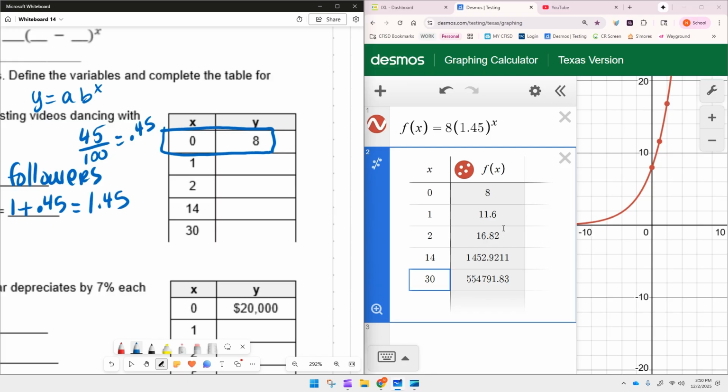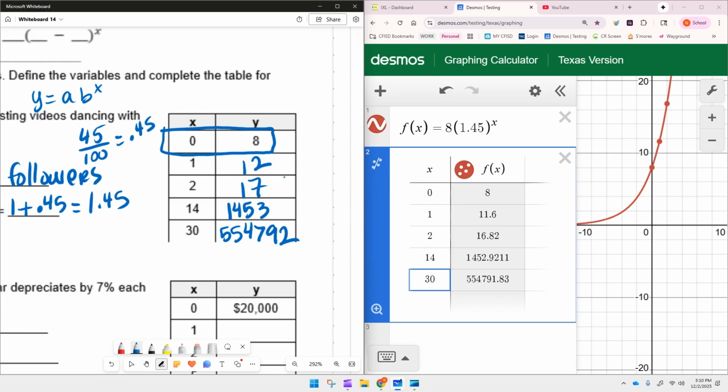Now, let's talk about our problem in terms of what that y represents. That represents the total number of followers. We're not going to have partial followers, so I'm going to round that up to 12 followers. Same with 2 days. I'm going to go ahead and round that up to 17 followers. In fact, all of these I'm going to round up by 1 follower. So 14 days, she's going to have 1,453. 30 days, she's going to have 554,792.